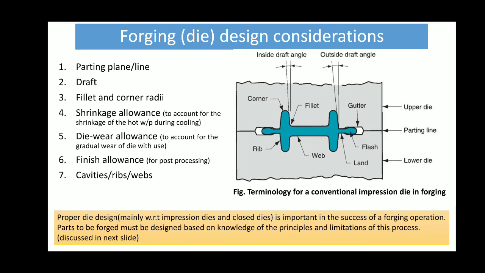Similarly, whenever we're talking of the forging process, we already know that mostly it's some impression that we give to the dies, and that means the die for this particular forging process has to be properly considered. The die design has to be proper. Once again, some of the important parameters and considerations are there with respect to forging die design.